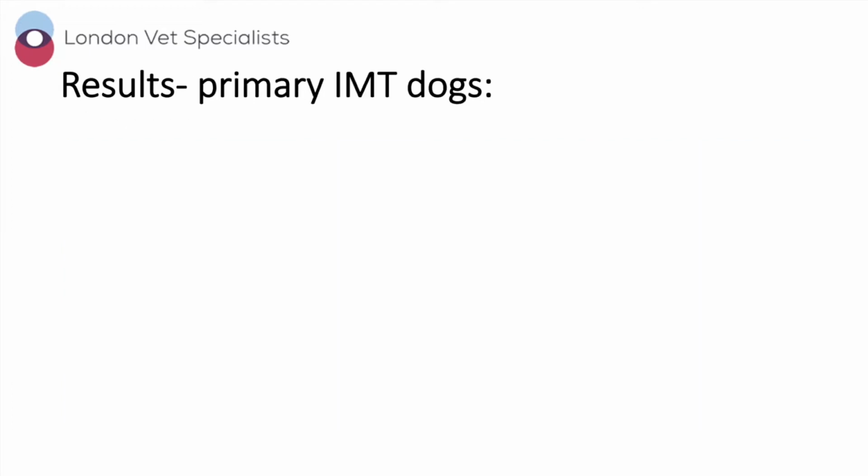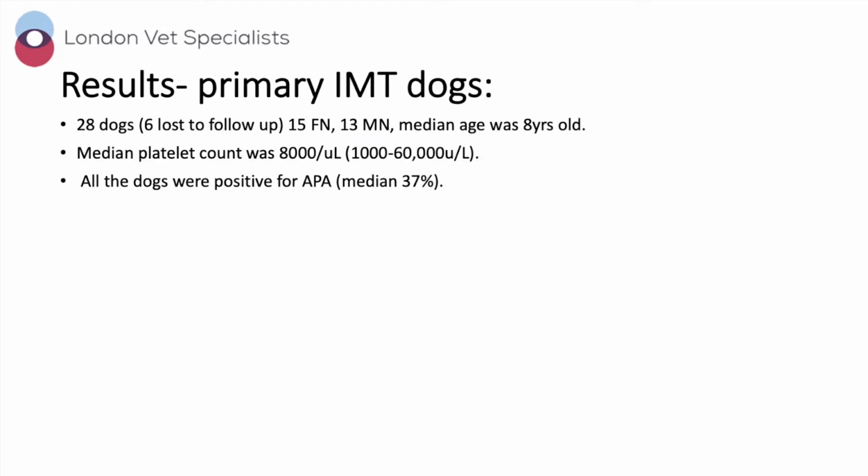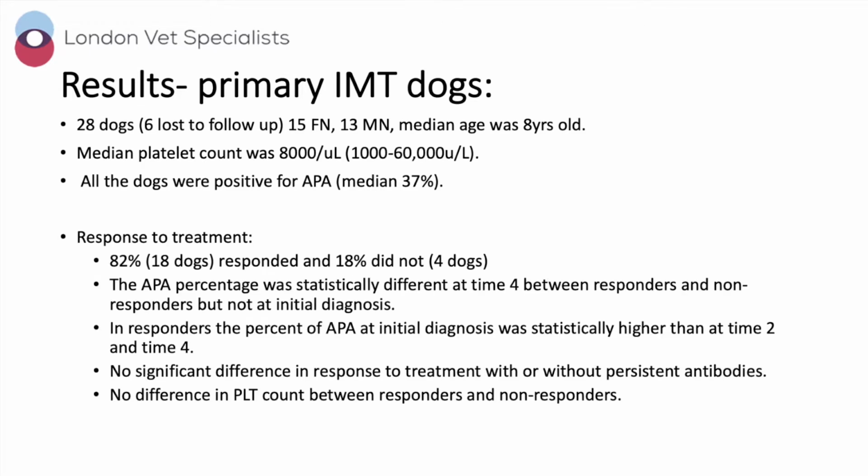In dogs with primary IMT, 28 dogs were included in this group, but 6 were lost to follow-up, and the signalment is there. Median platelet count was fairly low at 8,000. Interestingly, all dogs in this group were positive for APAs. The median percentage of APAs was 37%. In terms of response to treatment, 82% of the dogs responded to treatment.